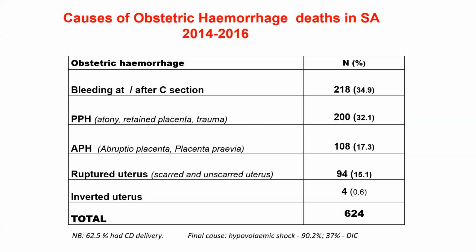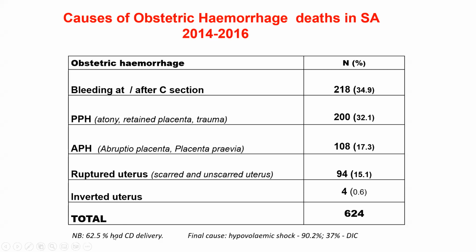From Saving Mothers, Saving Babies again, it shows that the majority of the patients who bleed after delivery bleed during cesarean section or after cesarean section, and they can bleed from PPH from other causes. But postpartum hemorrhage accounts for about 418 of the deaths from obstetric hemorrhage. Antepartum hemorrhage accounts for 108. And I want you to look at the bottom of the slide.